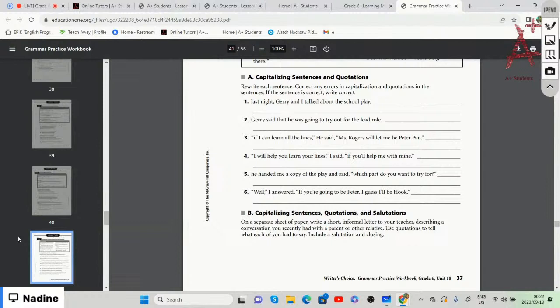All right, so if we look at the first one, number one, it says, last night, Gary and I talked about the school play. So we either need to rewrite the sentence by correcting any errors in capitalization and quotation in the sentence.